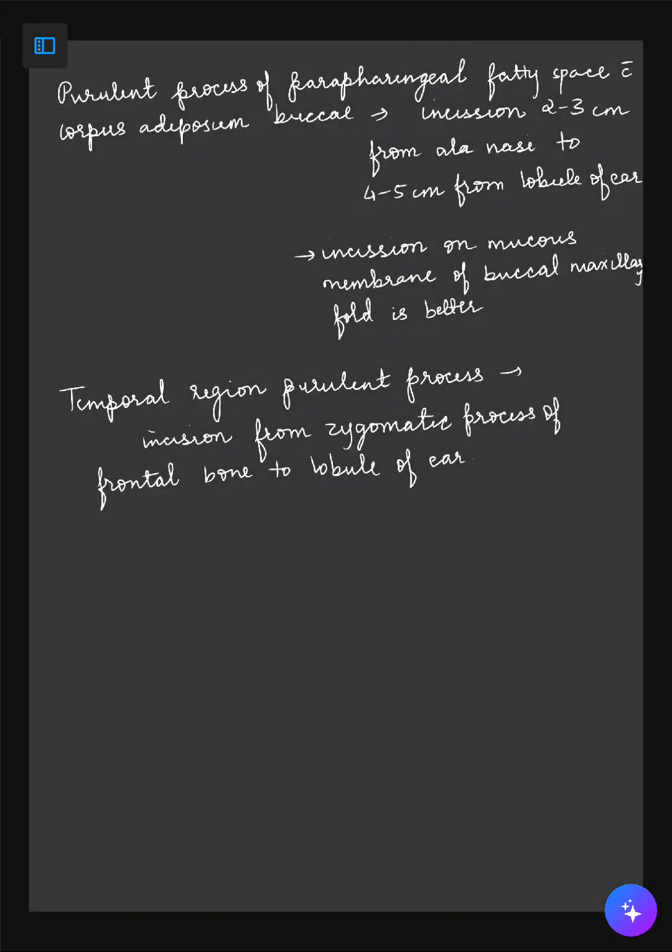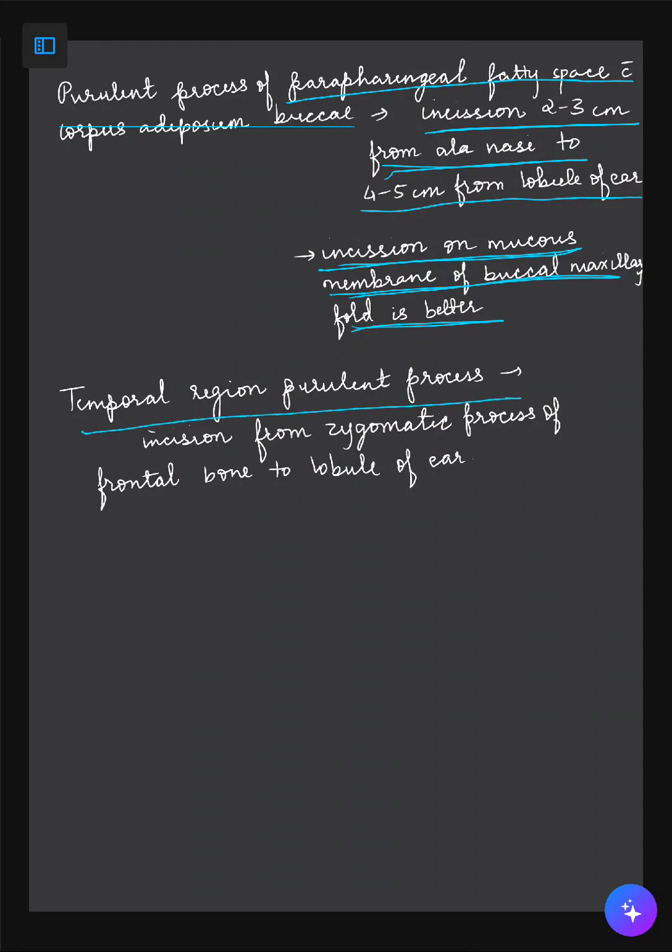Next is purulent process of the parapharyngeal fatty spaces with corpus adiposum buccae. Here we need to do an incision of 2 to 3 cm from the ala nasi to 4 to 5 cm from the lobule of the ear. Now, in this process, incision of the mucous membrane of the buccal maxillary fold is better, means from inside the buccal cavity. Last is the temporal region purulent process. In this, incision from the zygomatic process of the frontal bone to the lobule of the ear is done.